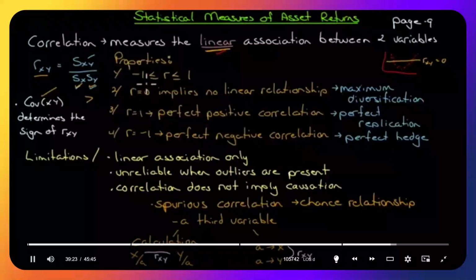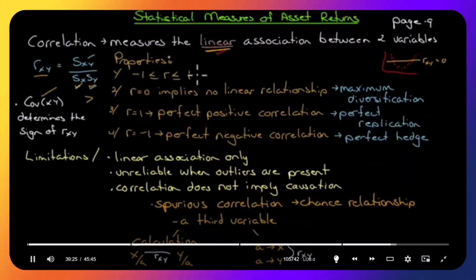Properties of correlation, they range from -1 to +1. A correlation of 0 implies no linear relationship. And if we have 2 variables or 2 assets, let's say, with a correlation of 0, no linear relationship, we have maximum diversification. R equals 1 means perfect positive correlation. R negative 1 is perfect negative correlation.